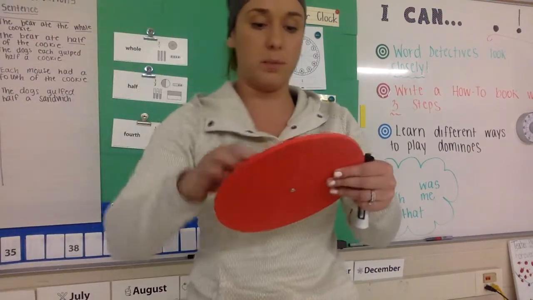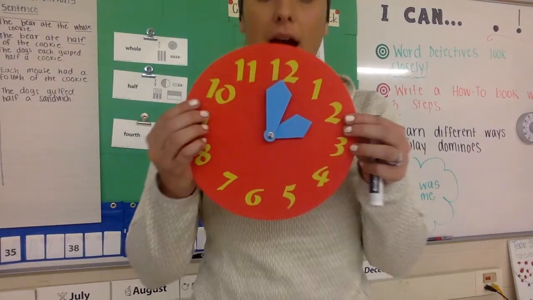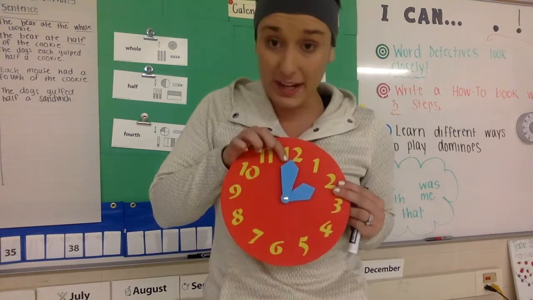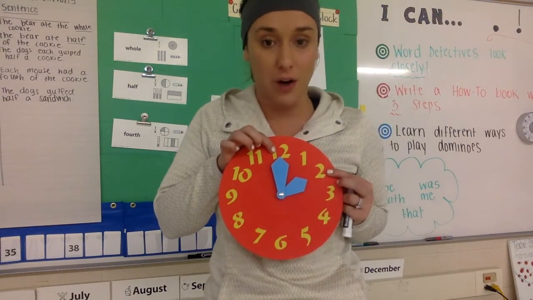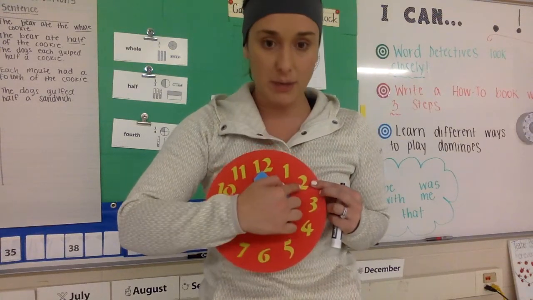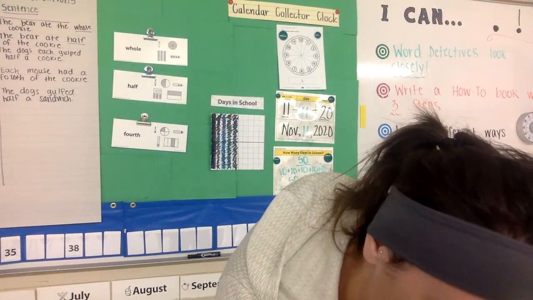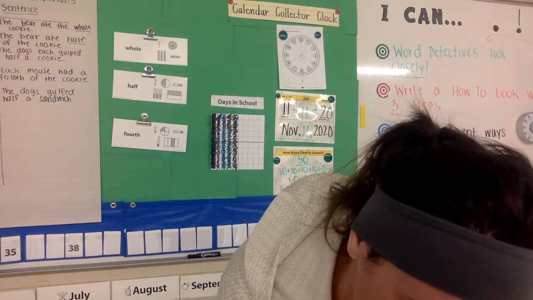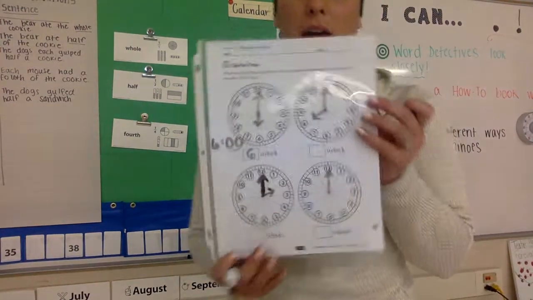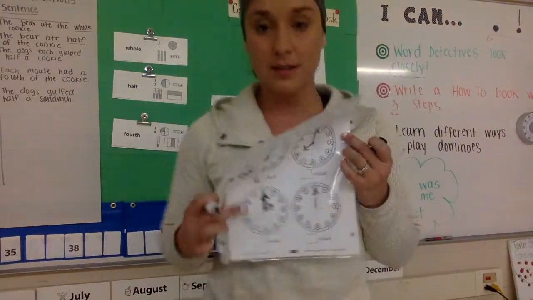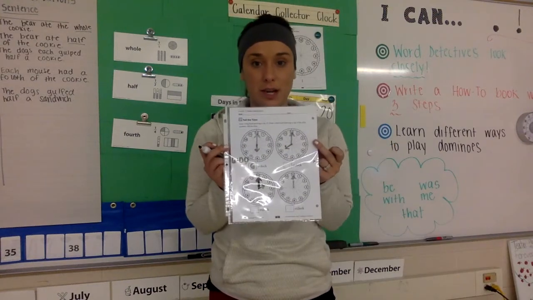I want you to put the little hand on your 2. Your big hand is still at the 12. We're not changing that at all. Your little hand should be on the 2. So go ahead and fill that in on your worksheet so it should look like this. And then tell me what time it is. Again, I want you to do this on your own.